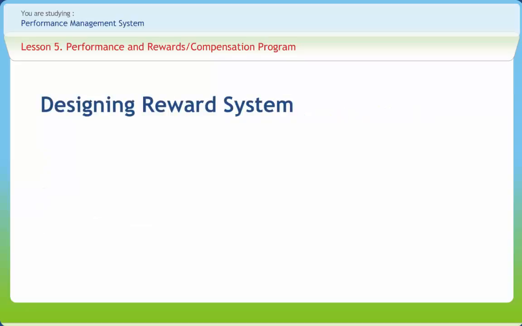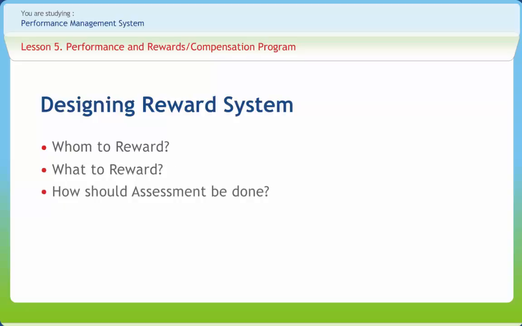Four main questions in relation to reward system are: who should be rewarded? What rewards should be given? How should assessment be done for deciding the rewards? And how should rewards be given? Rewards are symbols of appreciation and recognition.